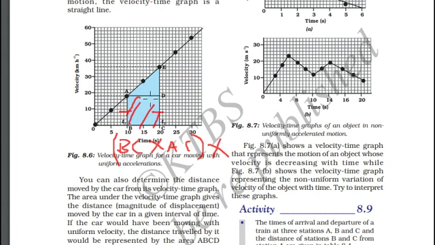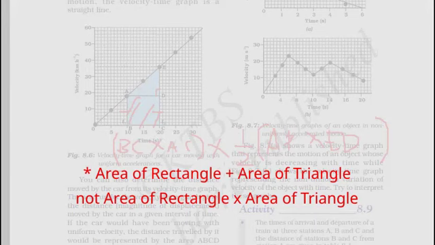Now let us calculate the area of this triangle. The area of a triangle is given by, this is a right angle triangle, so half times base, which is AD, times the height, which is ED. To calculate the total distance travelled, we need to add the area of this rectangle or square and the area of this triangle.